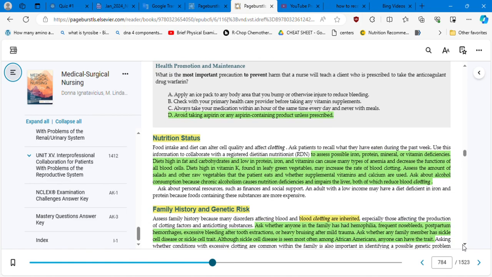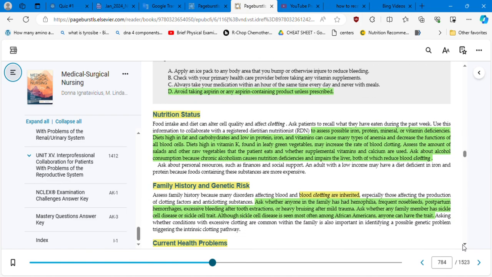So then, nutrition status is something that you need to assess. Possible iron, protein, mineral, or vitamin deficiencies, diets high in fat or carbohydrates and low in protein, especially our patients that are vegan, right? Because they can develop different types of anemia. Diets high in vitamin K found in leafy green vegetables may increase the rate of blood clotting, and also chronic alcoholism causes nutrition deficiency and impairs the liver, both of which reduce blood clotting.